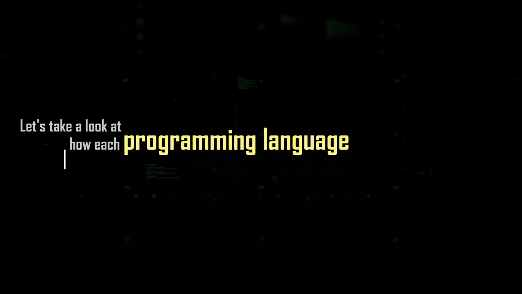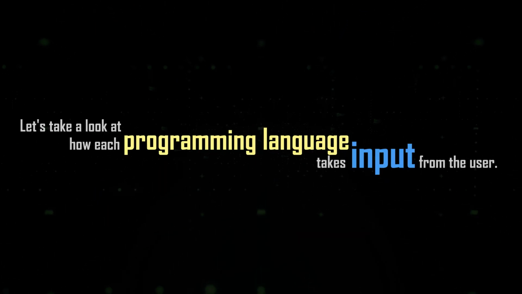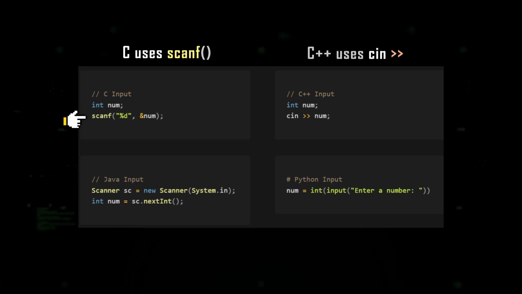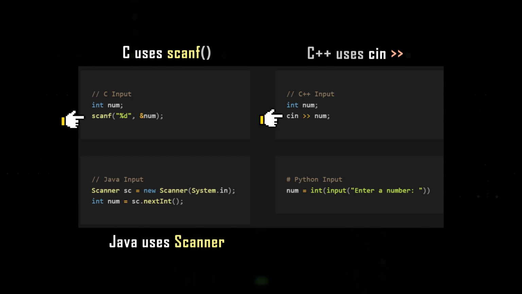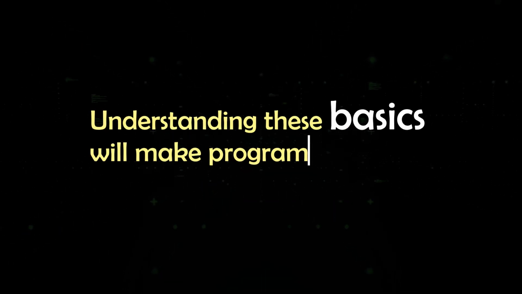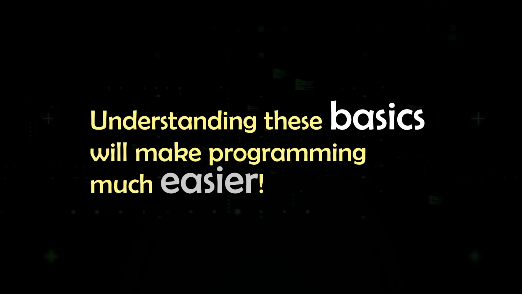Let's take a look at how each programming language takes input from the user. Notice the difference? C uses scanf, C++ uses cin, Java uses Scanner, and Python just uses input. Understanding these basics will make programming much easier.